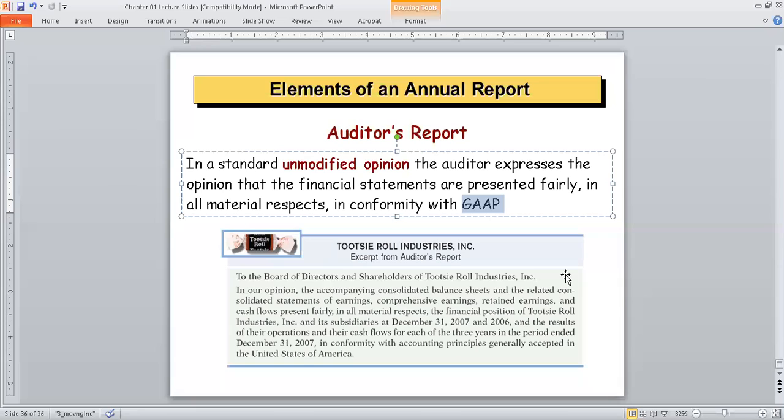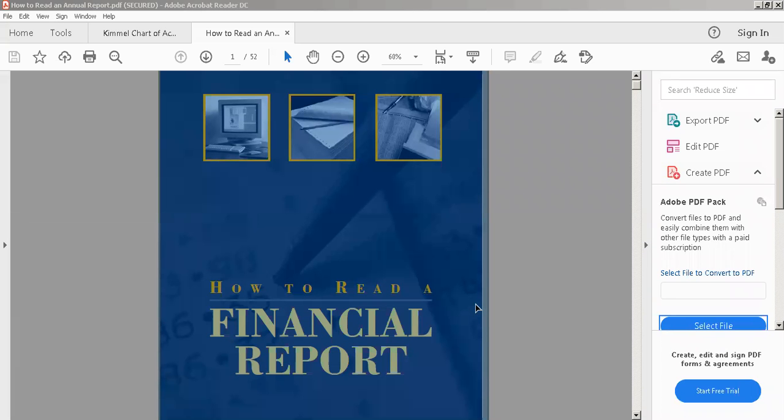Okay. So I have posted to Blackboard in the handouts section for chapter 1 a great little document. See if I can find it. Here it is. It's produced by Merrill Lynch. It's called How to Read a Financial Report. I think you'll find it very interesting reading. You might want to glance at it a little bit for chapter 1, but it's something that you'll probably want to look at in the future.